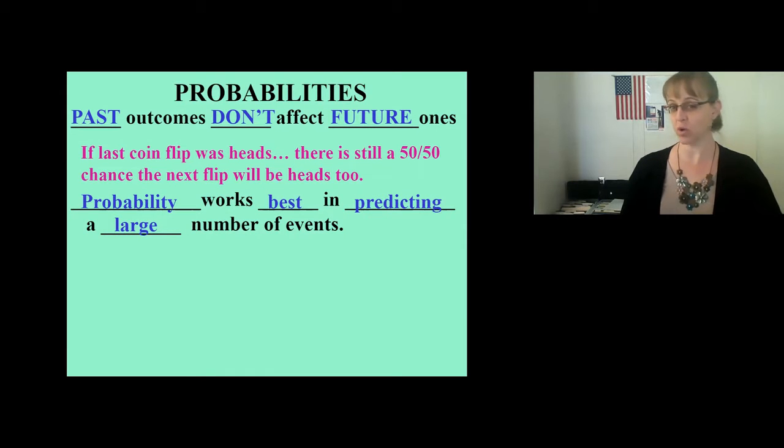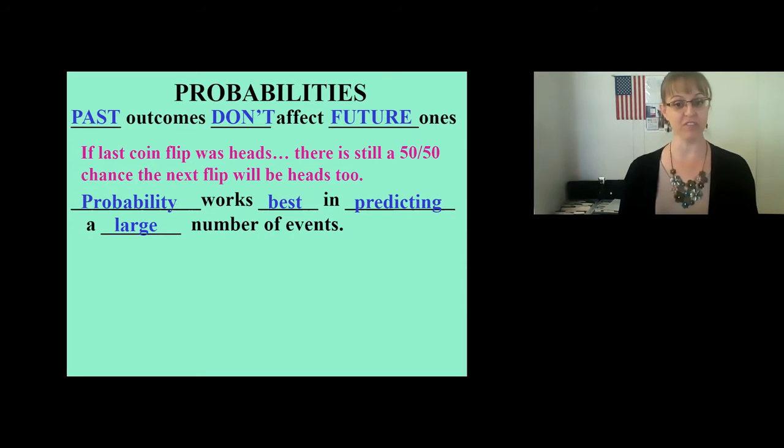If you just flipped a coin 5 times and all 5 times you got heads, if you flip it again, what's the chance that you're going to get heads this time? Well, past outcomes have no effect on future outcomes. So, just because you've flipped the coin 5 times, your next flip still has 1 chance to land on heads and 1 chance to land on tails. So you have a 50% chance of having heads.